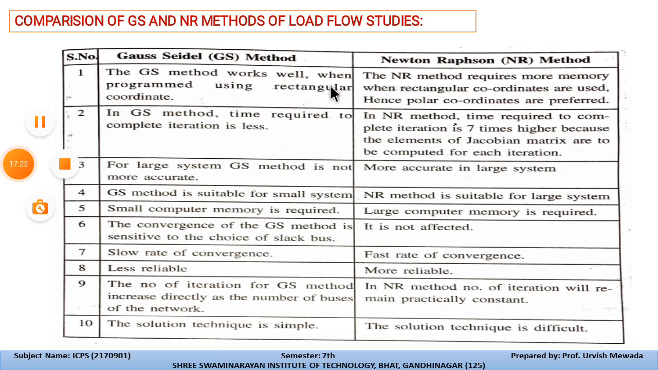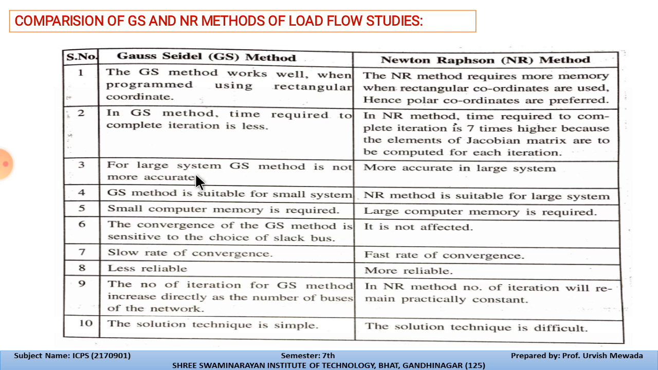The GS method works well when the program uses rectangular coordinates, whereas the NR method requires more memory when rectangular coordinates are used. Hence polar coordinates are preferred for the calculation. In the GS method the time required to complete an iteration is less, whereas in the NR method the time required is about 7 times higher, because the elements of the Jacobian matrix are to be computed for each iteration, so that is more lengthy compared to the GS method.